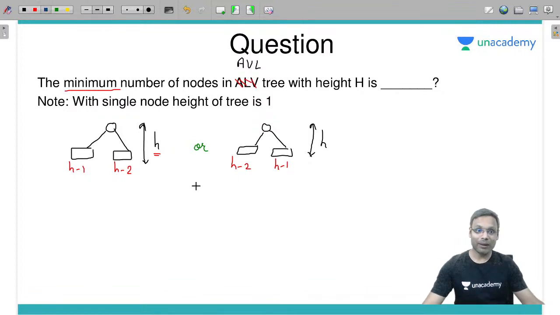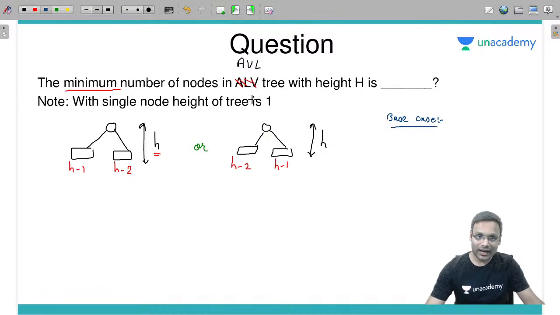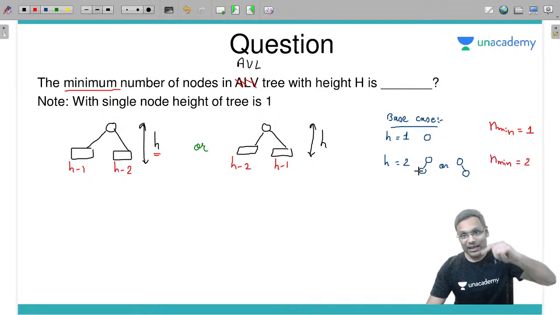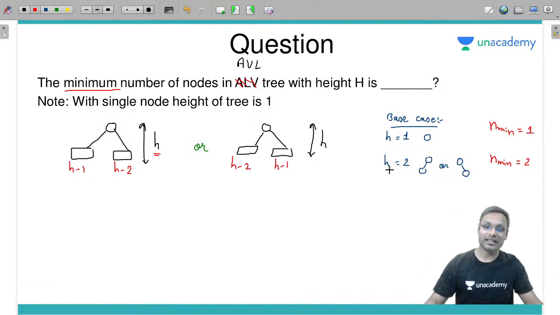Let's first talk about the base cases. What are the base cases? Base cases are two. What is the single node height? 1. Single node, height h equals 1. This is the base case. And h is equal to 2. Base case is this tree or this tree. Minimum nodes: with height h equals 1, what is the minimum node count? 1. What is n minimum? Minimum number of nodes is 1. With height h equal to 2, what is n minimum? Answer is 2 nodes.